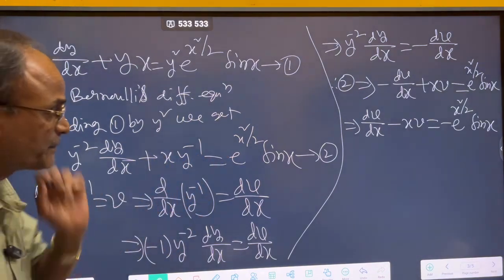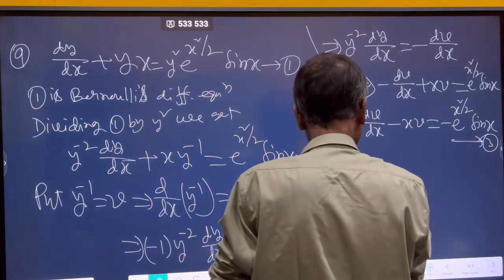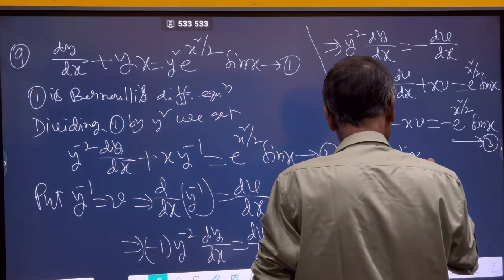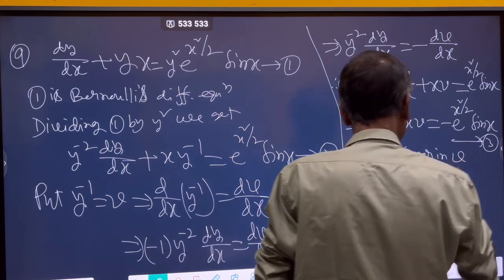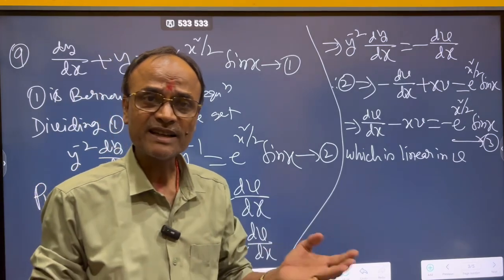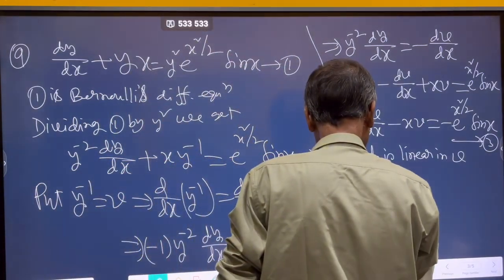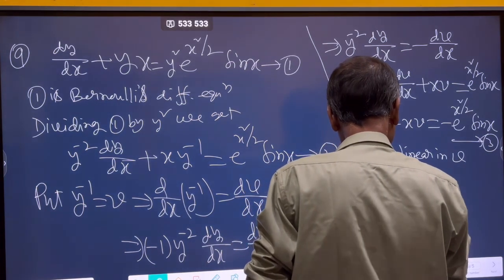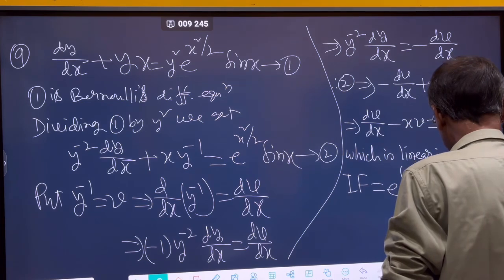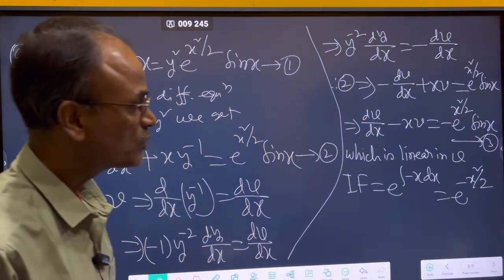This is linear in v, which means linear with v as the dependent variable and x as the independent variable. Integrating factor equal to e to the power integral minus x dx, equal to e to the power minus x square by 2.